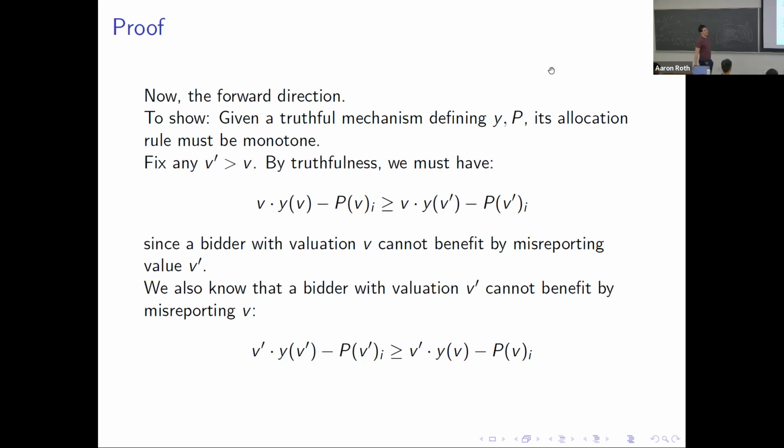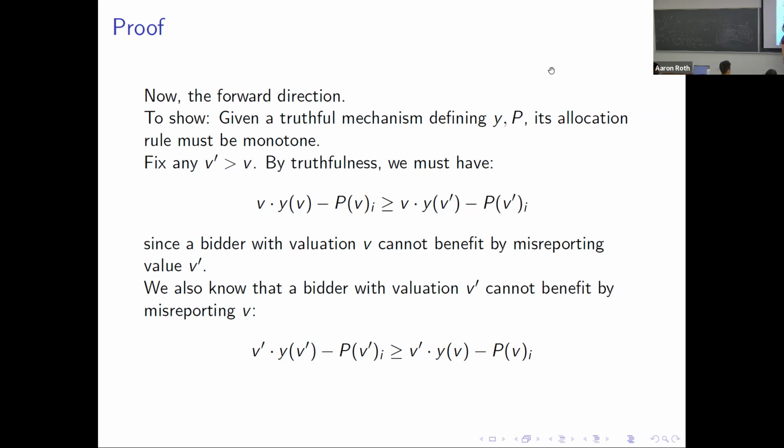We've got two such inequalities here. Let's just add them up. And what's going to happen when we add them up? The first thing we might notice is that there's going to be some cancellation. In particular, all of the payments are going to cancel, right? Because on the right-hand side here, we have the payment you have to make if you bid V, as if V was a misreport.